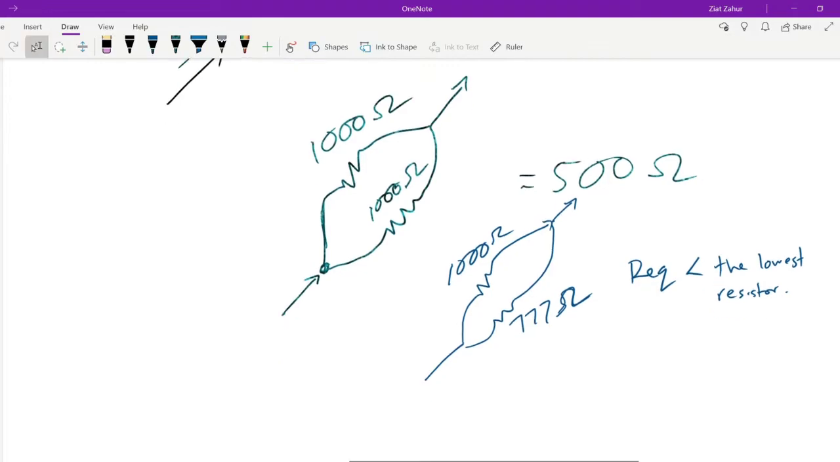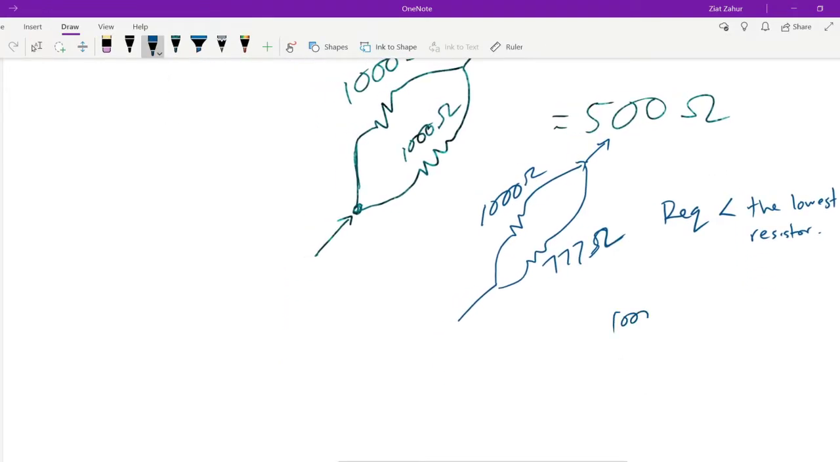Okay, can we verify? Let's go and verify. 1,000 times 777 divided by 1,000 plus 777 is equal to, can we get a value?